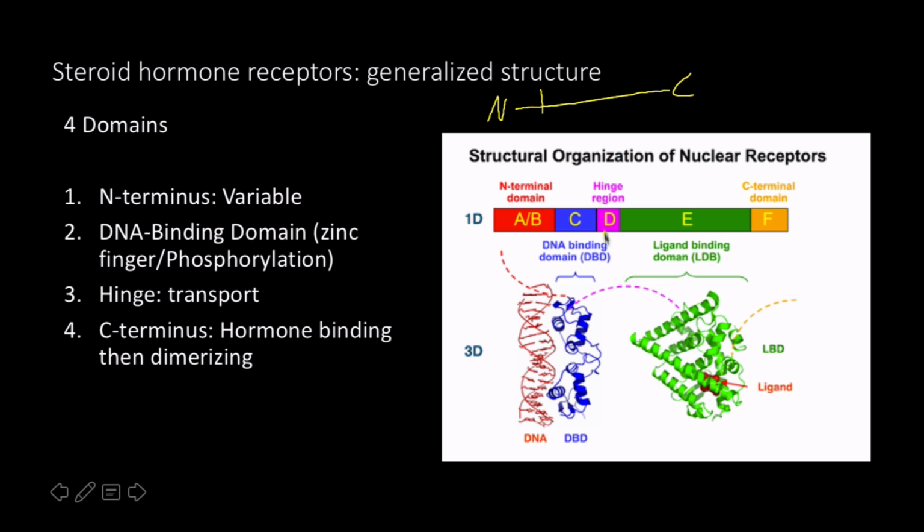Next to that, over here in purple, you have the hinge region, which is involved in transport. Very poorly illustrated in this picture, I know, but this is where you'll find the nuclear localization signal, and in some other examples we're going to talk about, HSPs are involved, and we'll explain that later, but that's where they'll be bound. The next we have the C-terminus here, which consists of the ligand binding domain, and after we have ligand binding, or in this case hormone binding, we will have dimerization of our receptors.